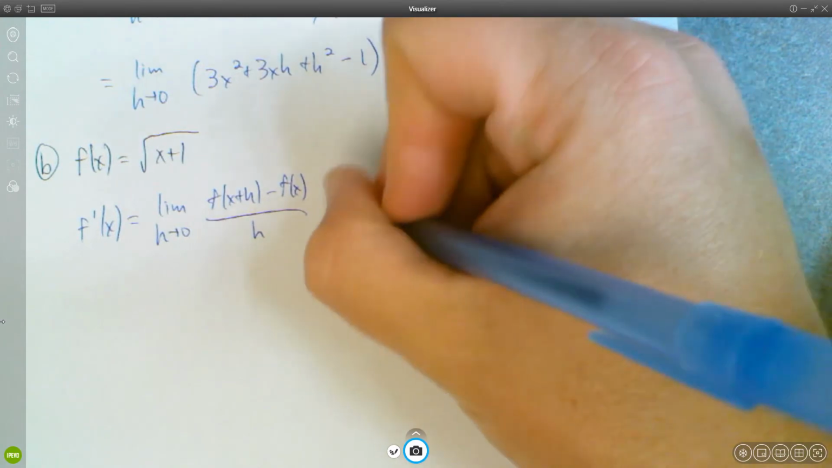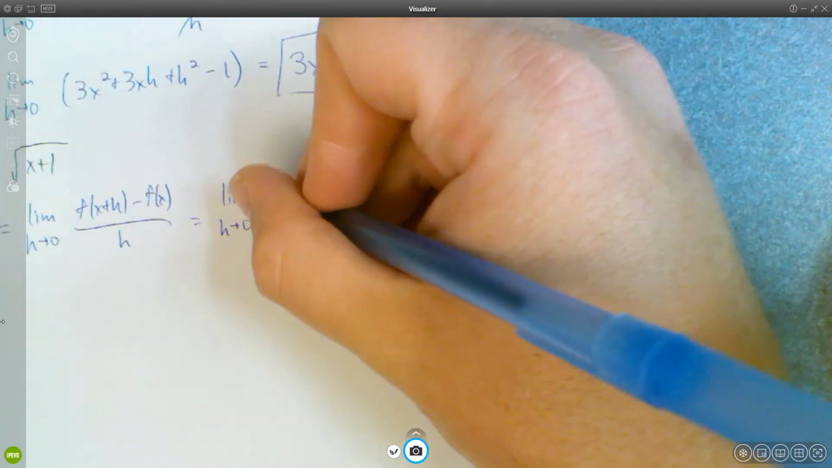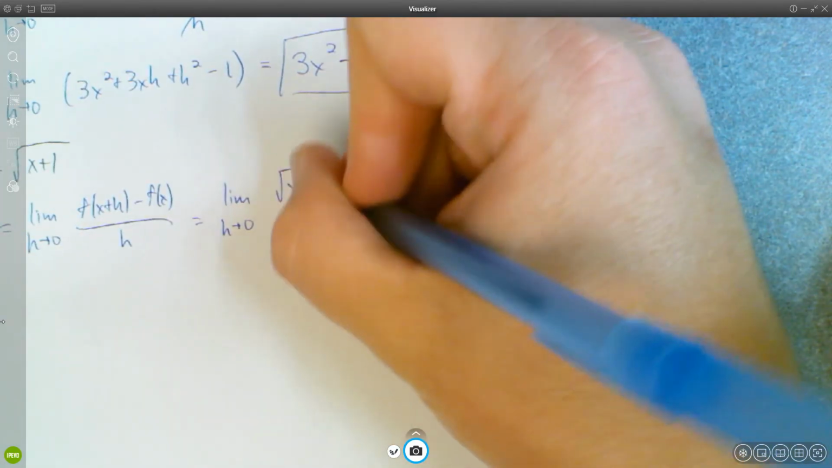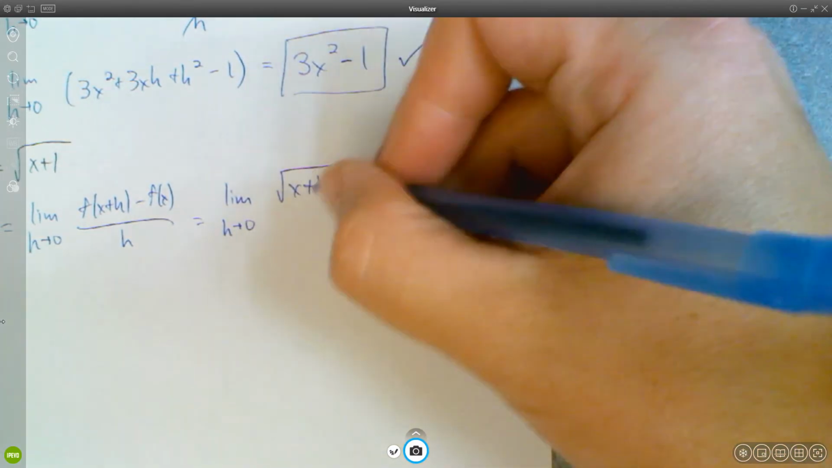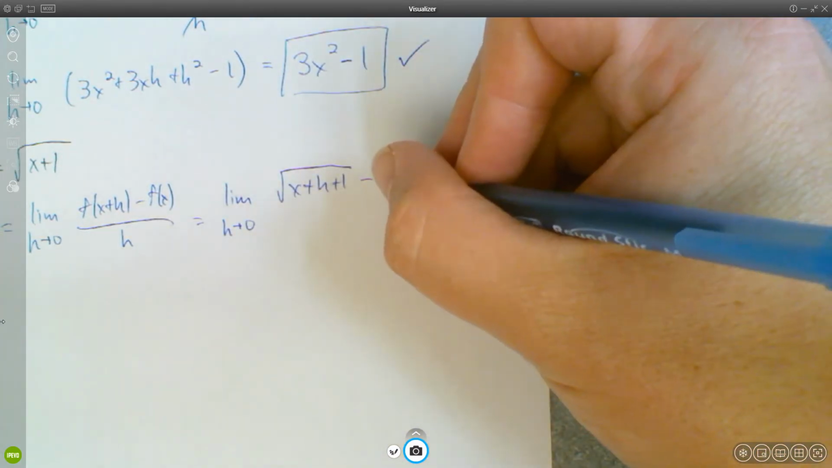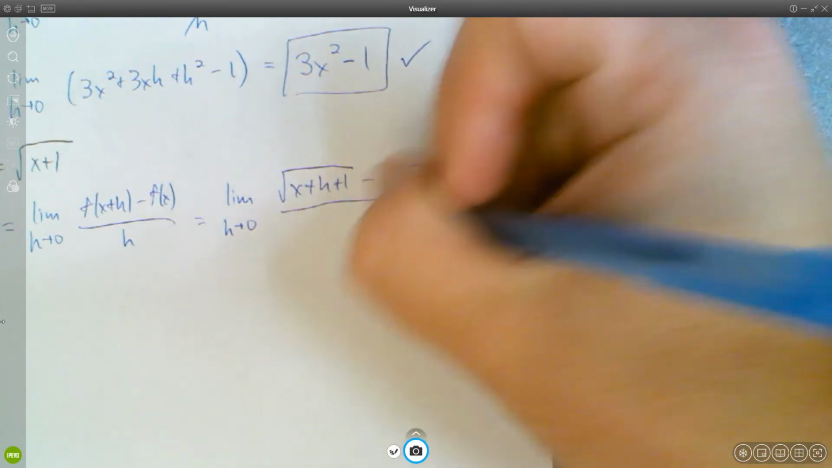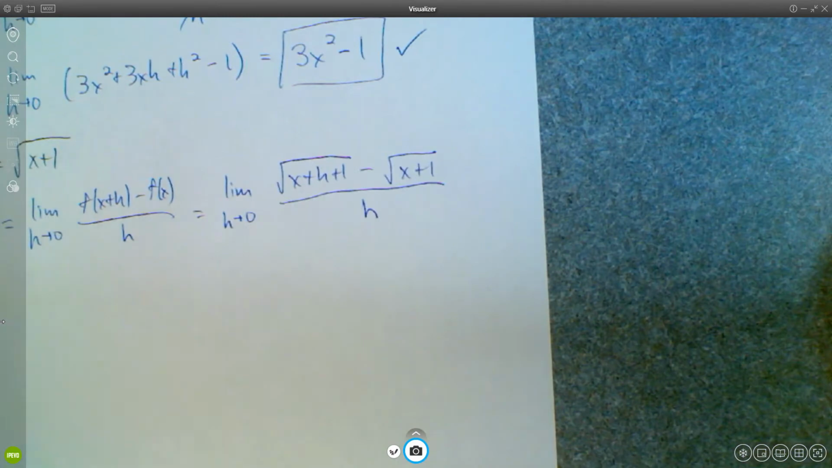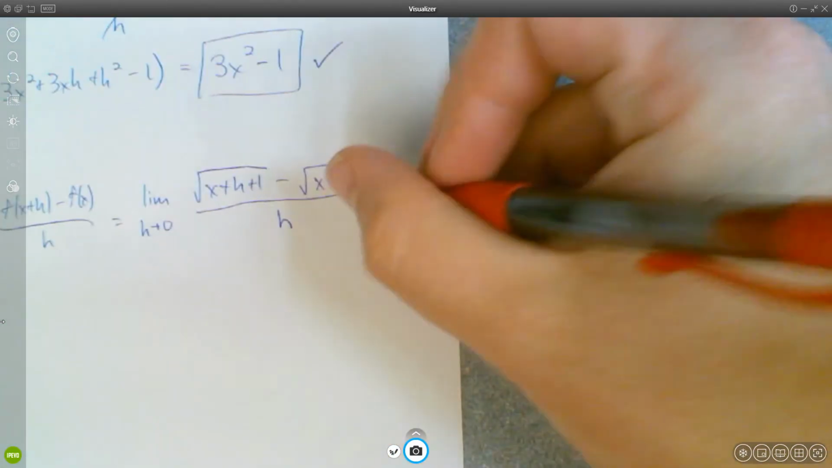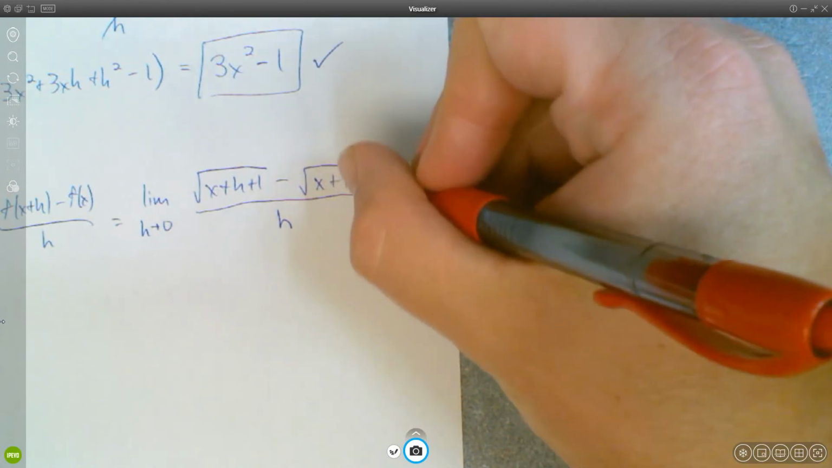So that's limit as h approaches 0 of the square root of x plus h plus 1, right, that's f of x plus h, minus f of x, which is the square root of x plus 1, divided by h. And I think we did one very similar to this in the previous section, right? But the trick is multiply by the conjugate.